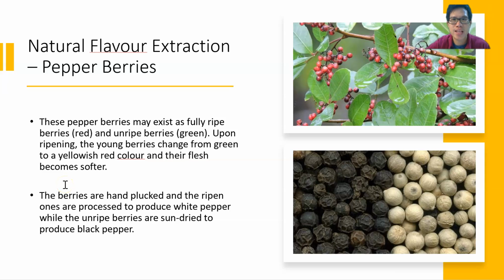Pepper berries exist as fully ripened, which is red, like this ripened one, or unripened, which is green. For the ripening ones, they will change color to red, and their flesh will become softer. Once the berries are hand plucked, the ripened ones will be processed into white pepper, and the unripened ones will be sun dried to produce black pepper. Black pepper usually tastes stronger and more pungent compared to white pepper, so they are used differently as well. That's why there is white pepper and black pepper.